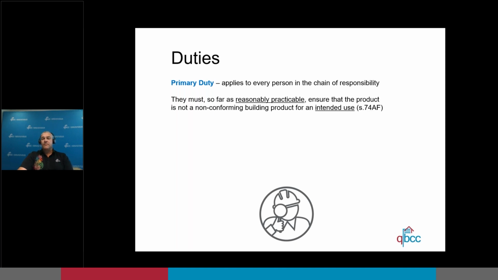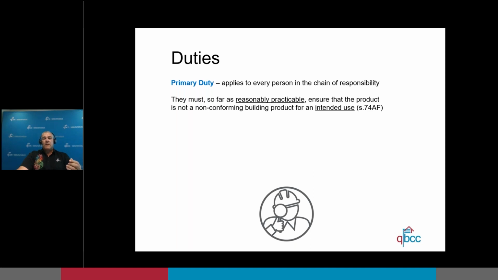Remember the intended use. This is the third part that relates to the executive officers, which they can affect by an act or by an omission. Remember, it's a primary duty and everybody must do it. And note, reasonably practicable is in there, and that's a defined term under section 74AA. Go and have a look at that so you can see that you are doing everything that is reasonably practicable.